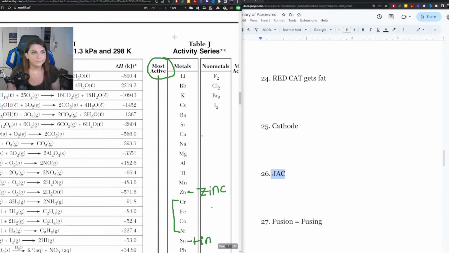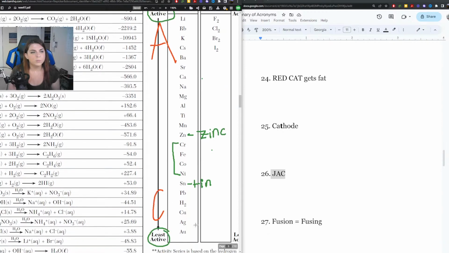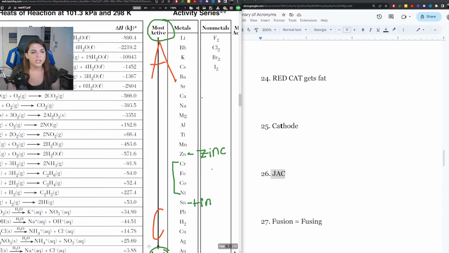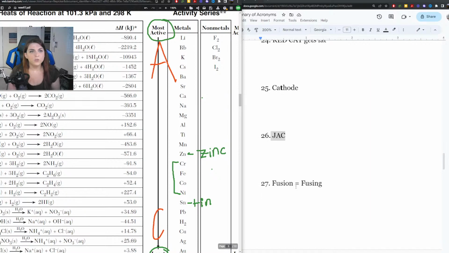Okay, table J. The most active things, your anodes, are going to be at the top, and your cathodes will be at the bottom. So it's Jac, J-A-C. Fusion, like nuclear fusion, is fusing things together, like 2 little hydrogens fuse together and become a helium.